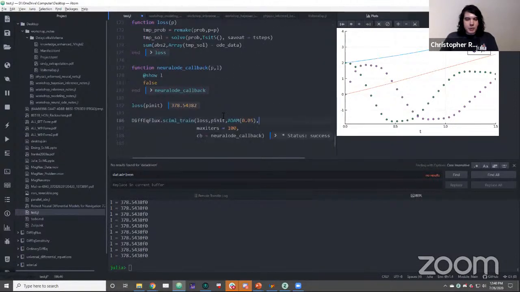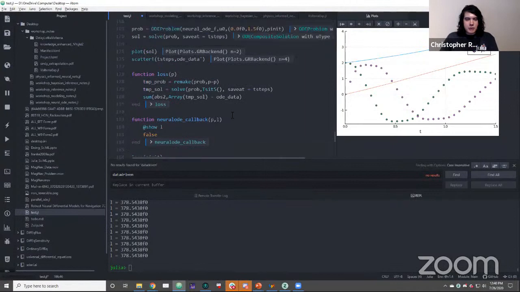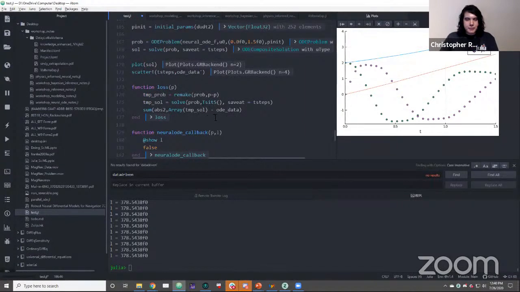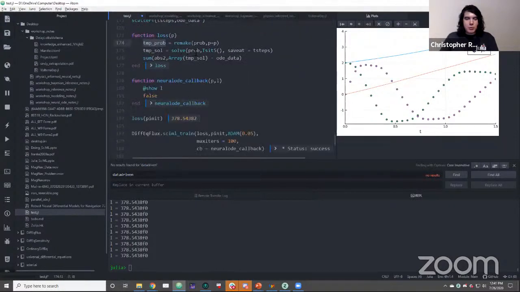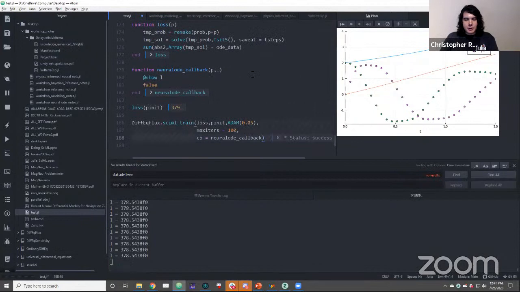here I did something wrong. So let me figure out what I did wrong here. Oh, so I wasn't using the right problem, right? So I want to make sure I'm solving my temporary problem with my new parameters each time. So here we can now see that the loss is decreasing, and then we get to a better and better solution. As before, we can instrument this to be able to look at what's happening.